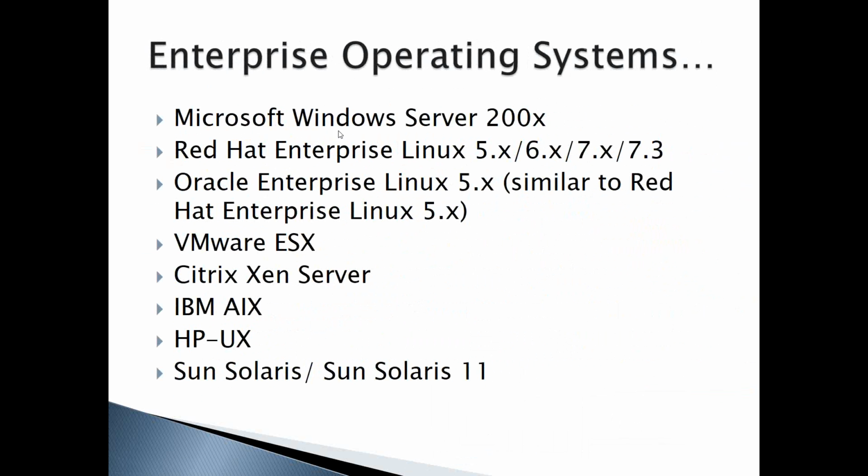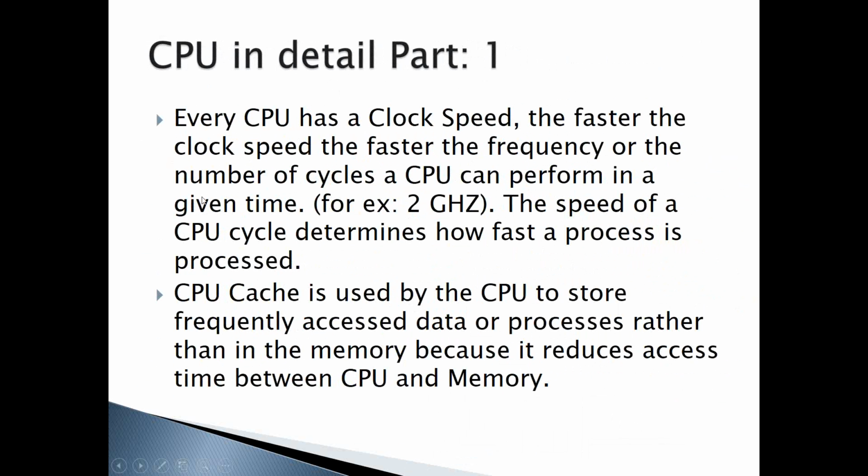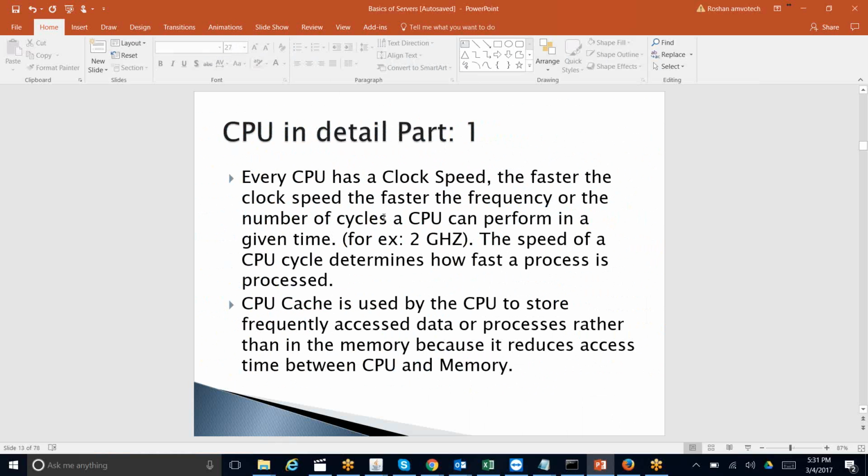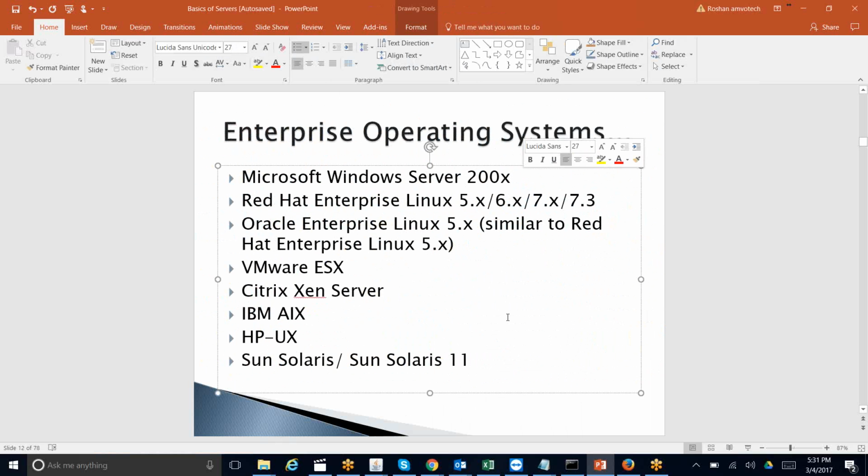Okay. So enterprise operating systems. These are the server operating systems which are used in the server. Microsoft Windows 2008 is in use. 2003 was the one for which Microsoft stopped giving support last year. So that operating system is now obsolete. 2008 is also obsolete, but Microsoft is still supporting it.